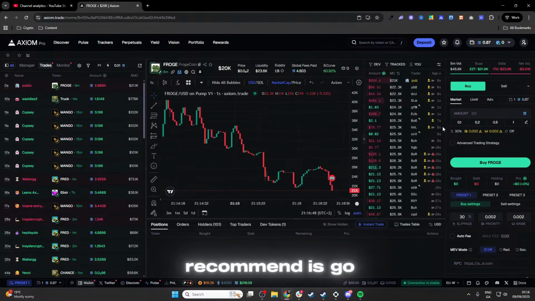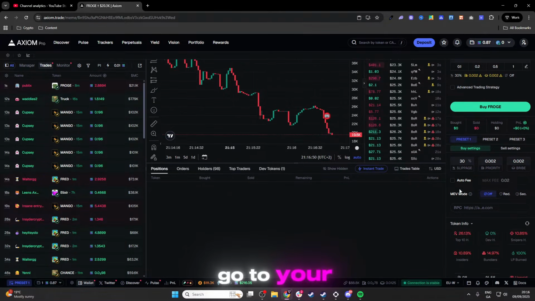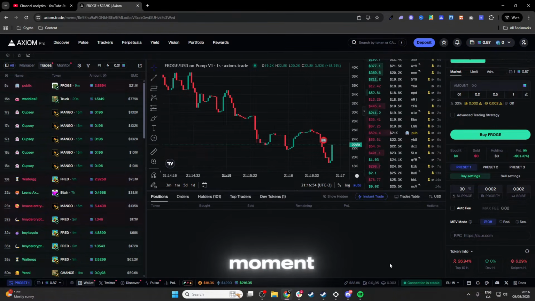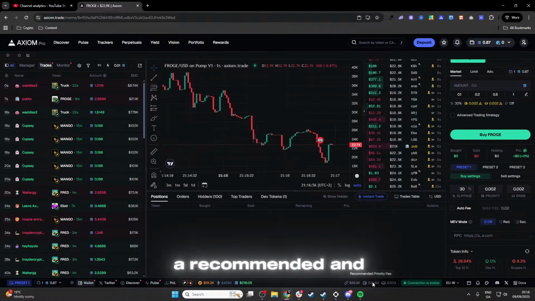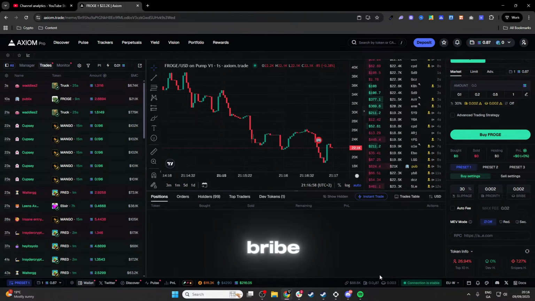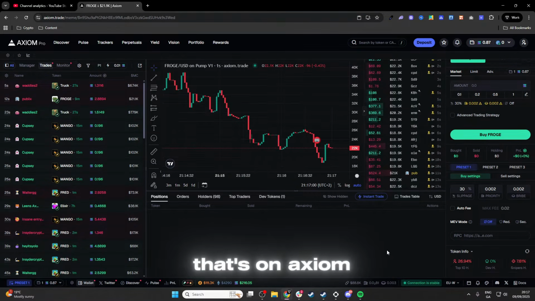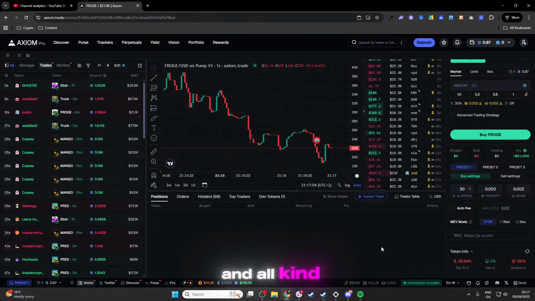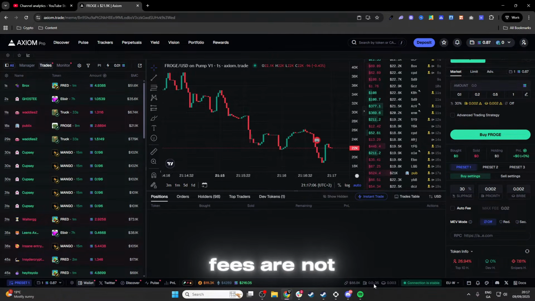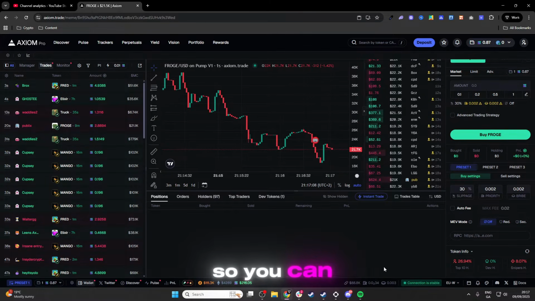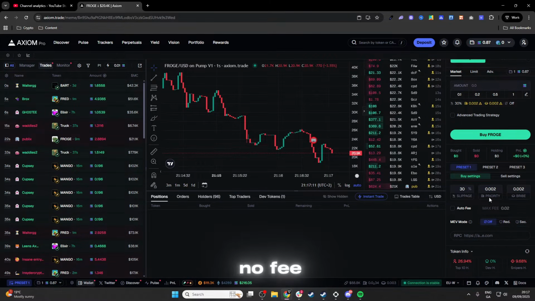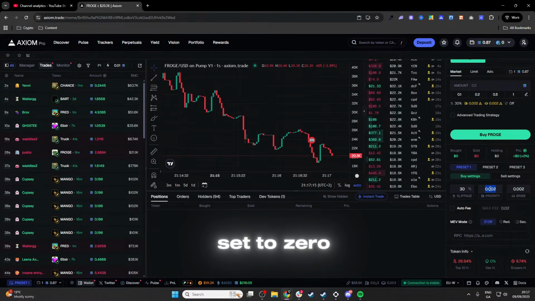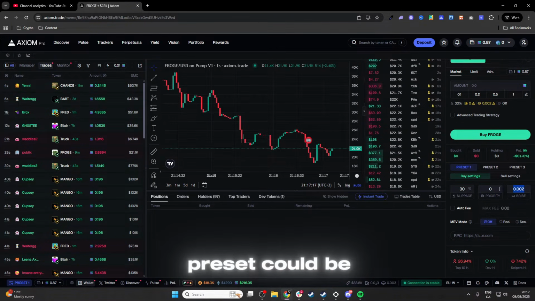So what I recommend is go to your Axiom, go to your buy settings. You can follow along, these are mine. At the moment, you'll see down here you have a recommended buy and a bribe. With the volume that's on Axiom and just trading meme coins on Pump Fun in general and all kinds of chains, the fees are not as much as they used to be. So you can actually enter and exit usually with no fee. So you can have one of these just strictly set to zero. So your first preset could be zero.